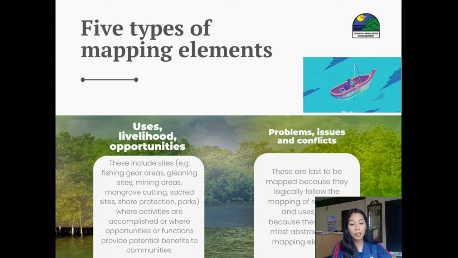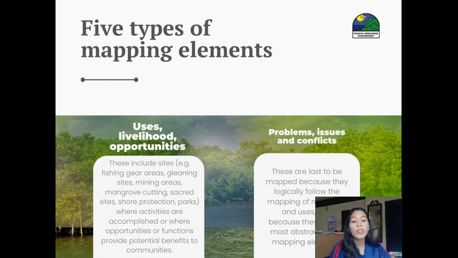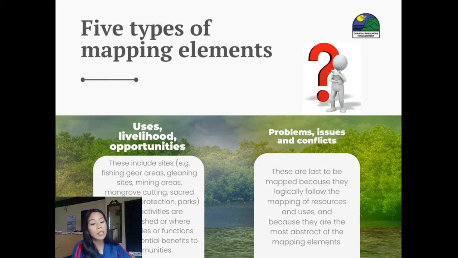The fourth element is uses, livelihood, and opportunities. Places, for example, fishing gear areas, gleaning areas, mining areas, mangrove cutting, holy sites, shore protection, and parks, where activities are carried out or functions give potential benefits to communities are included. It is recommended to utilize a color coding scheme with each form of usage assigned a different letter. However, keep in mind that some letters might be misinterpreted with numerals and should not be utilized, for example, I for number 1 and O for zero.